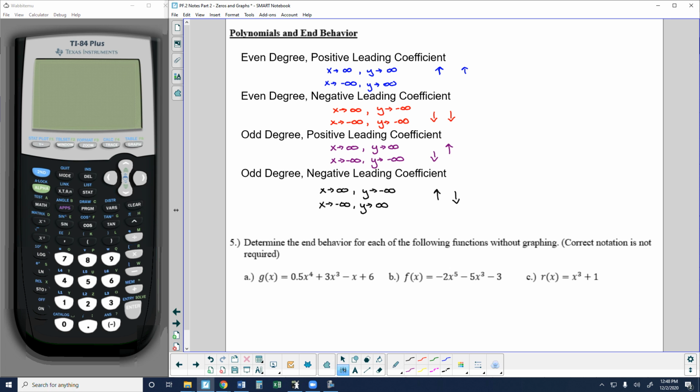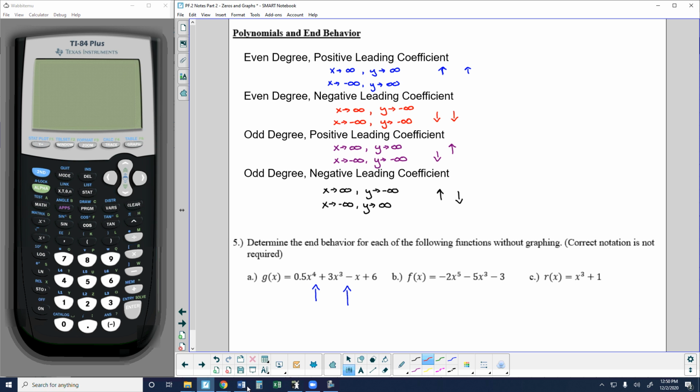So in problem 5, it says determine the end behavior for each of the following functions without graphing. Correct notation is not required. So what I'm going to take a look at here is the leading coefficient. Is it positive or negative? Then the degree. Is it odd or even? So for 5a, the leading coefficient is positive, which means to the right I'm going up. The degree is even, which means I'm going to do the same thing going to the left.